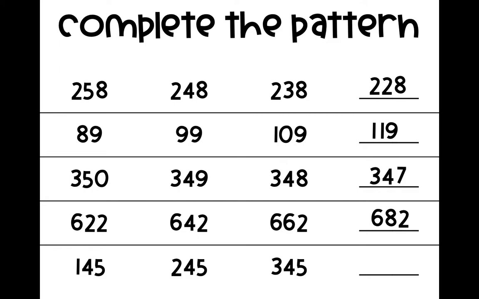145, 245, 345. What comes next? 445. What's our pattern with this number sequence? Plus 100. Our tens and ones stayed the same, but our hundreds went up by 1 each time.